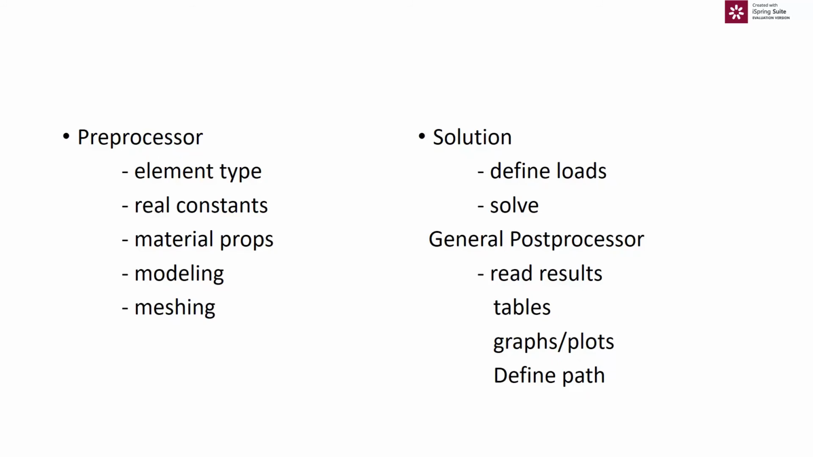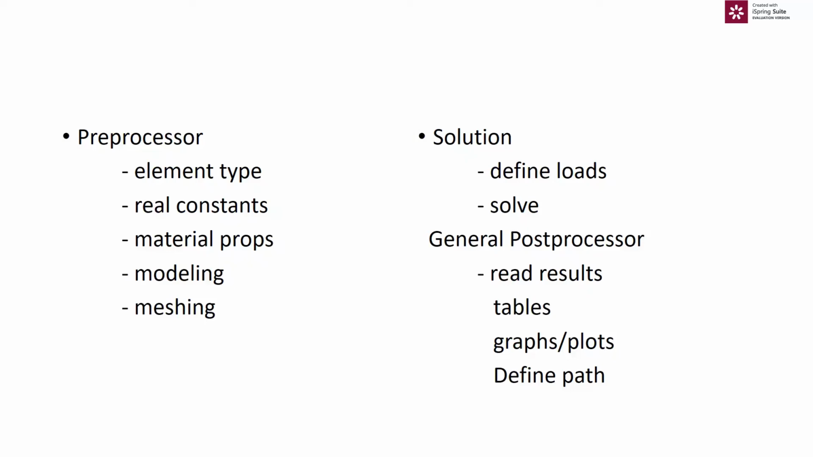Preprocessor. So in the preprocessor, we define the element type. We actually model the problem mathematically using ANSYS. So in that, we define element type, constants, the material properties, the actual modeling of the body that we are going to analyze, and what are the types of element we are using to mesh that. So these things are done in the preprocessor.